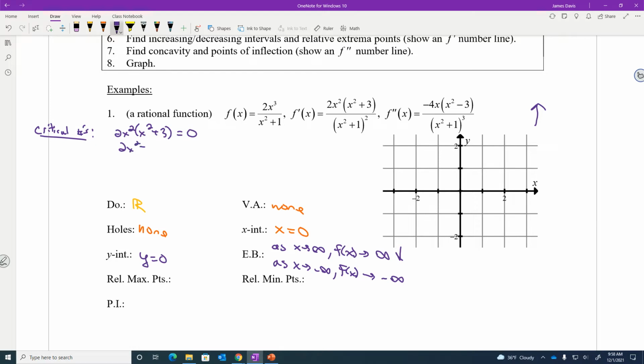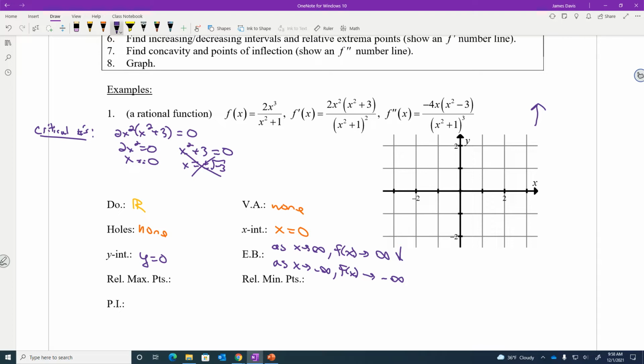2x squared equal to 0. So x equals 0, right? And then x squared plus 3 equal to 0. Solve that. It's already factored for us, so x equals plus or minus the square root of negative 3, which is a non-real answer. So the only critical number is x equals 0, right? Oh, sorry, we gotta check the bottom.